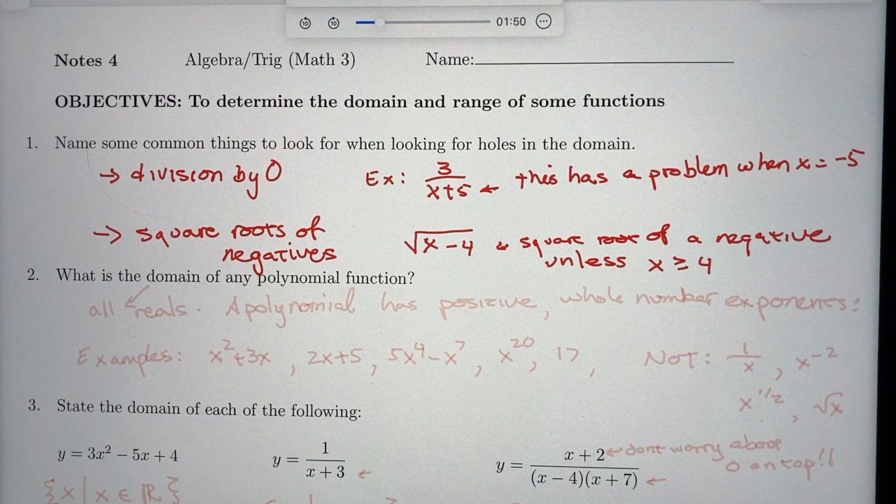Okay. Polynomials, the domain is all reals. But that brings up the question, what the heck is a polynomial? A polynomial is a function that has positive whole number exponents only, including constants. So let's just say has rather than is.